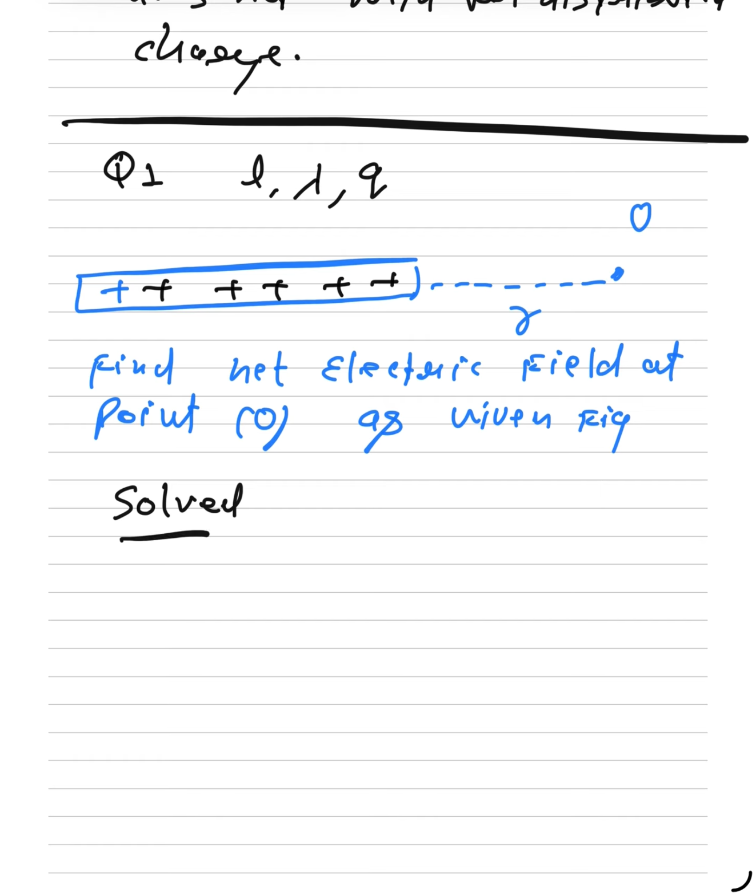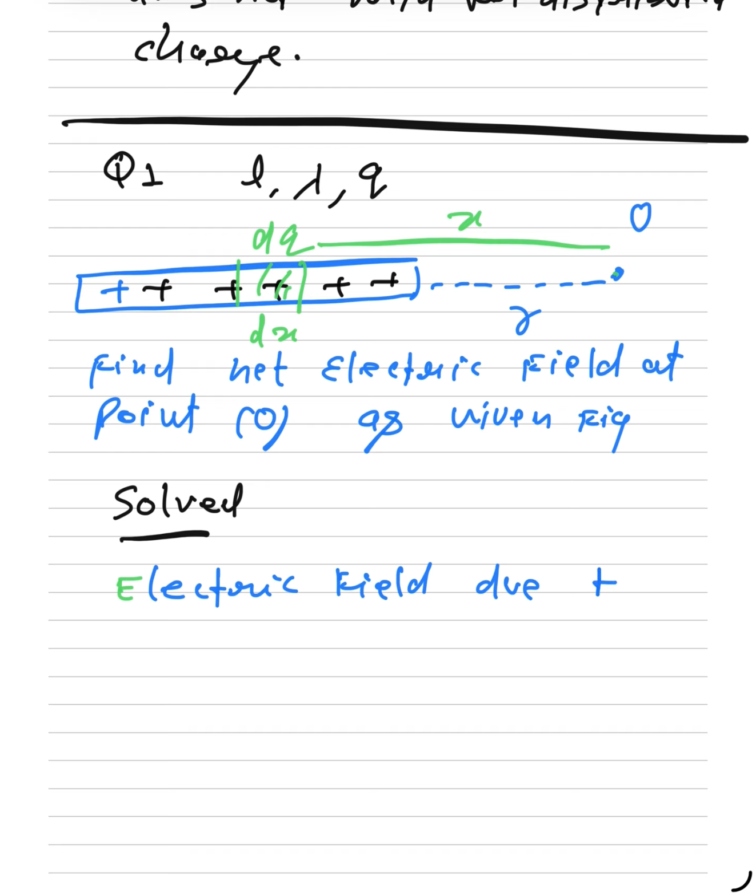As like this. This is a small strip, right? And here dq charge, and this is x, the separation distance, and the thickness of this strip is dx, right? And the electric field due to this small strip at this point, the electric field due to plus dq charge at point O, right?